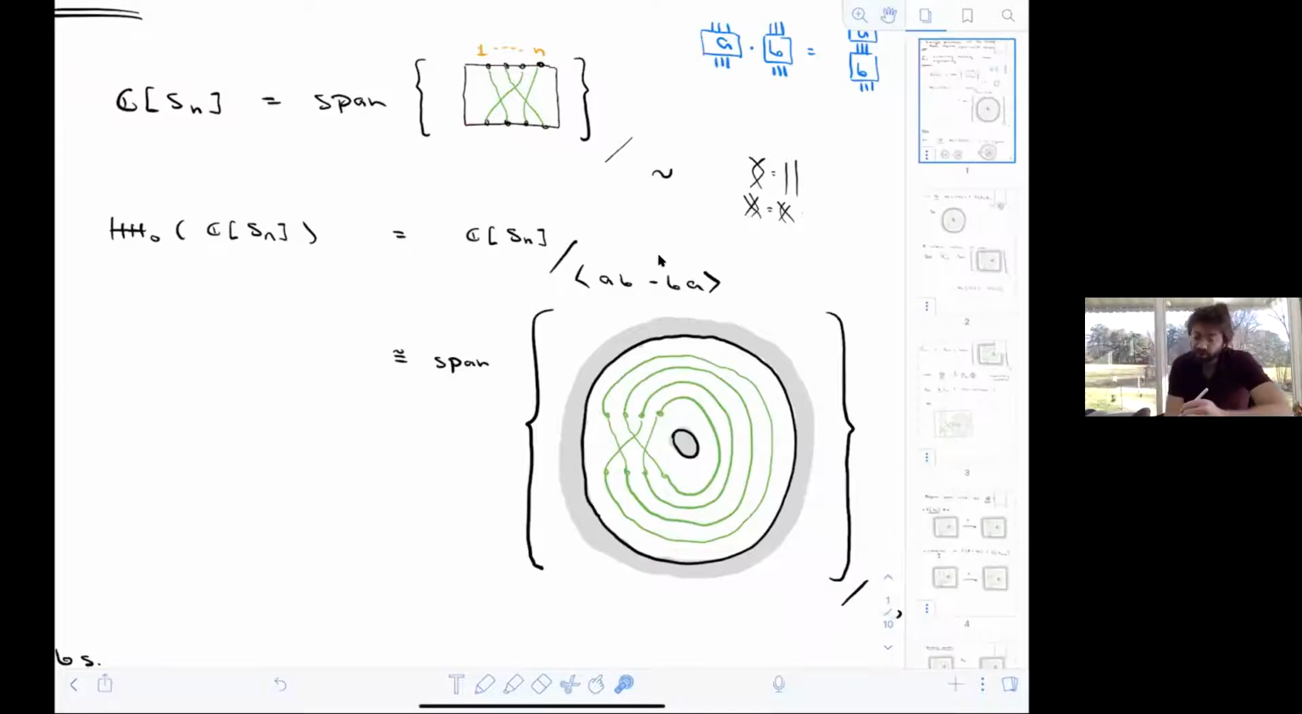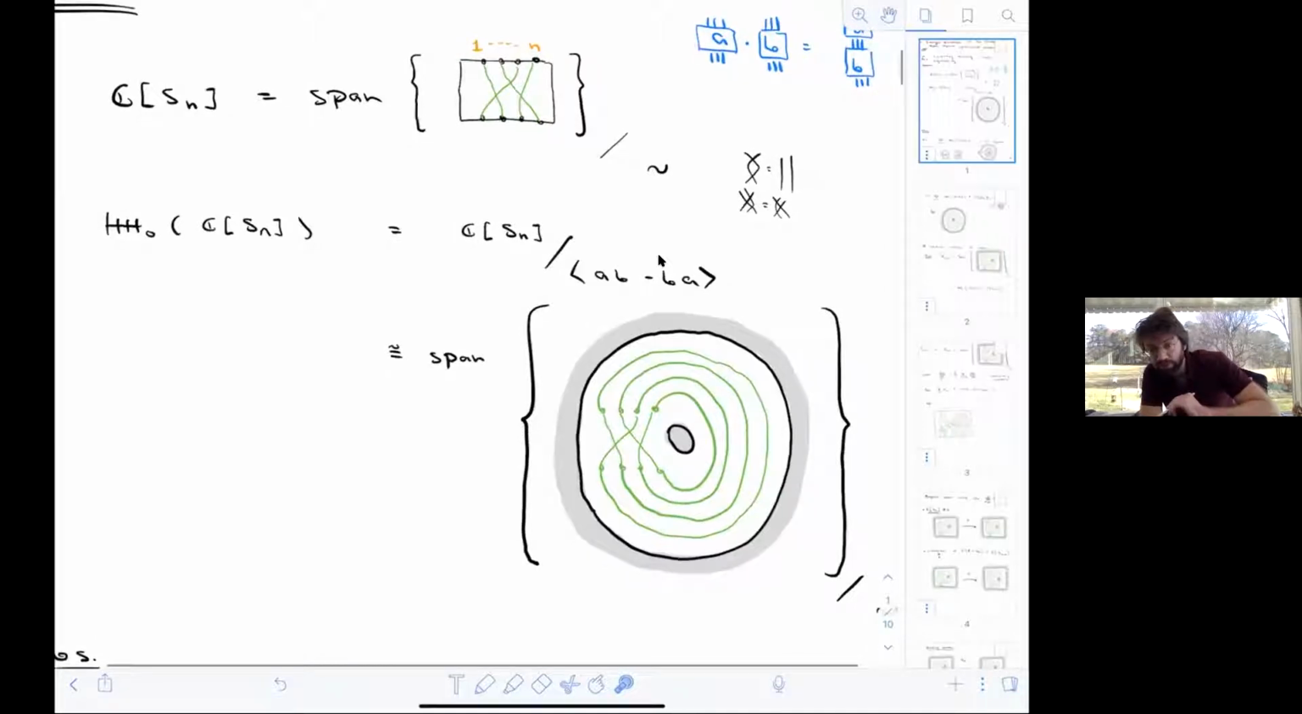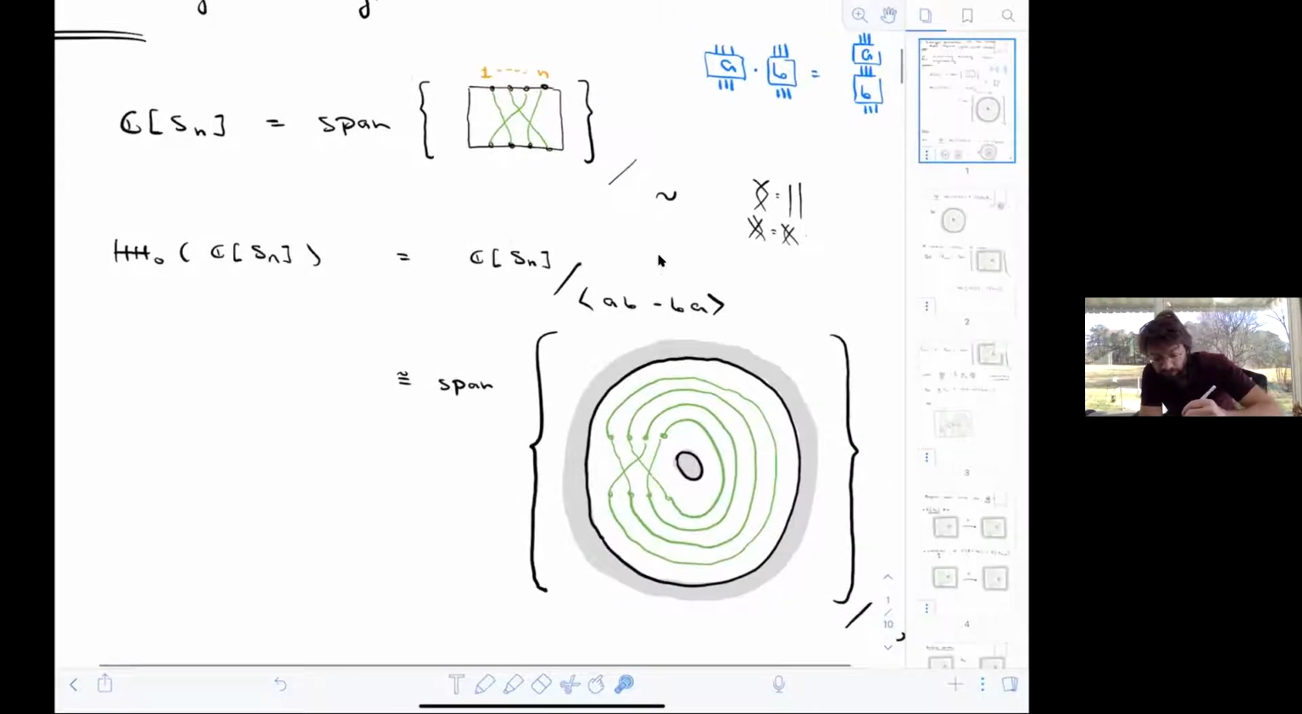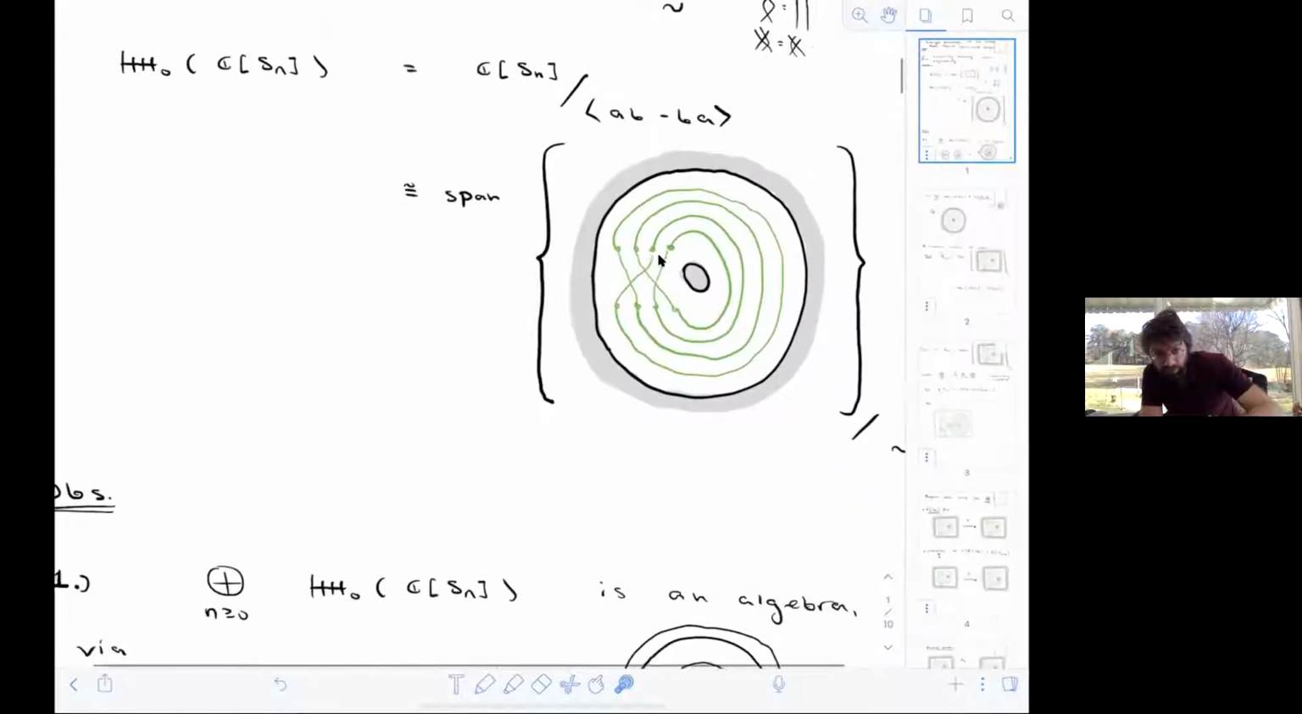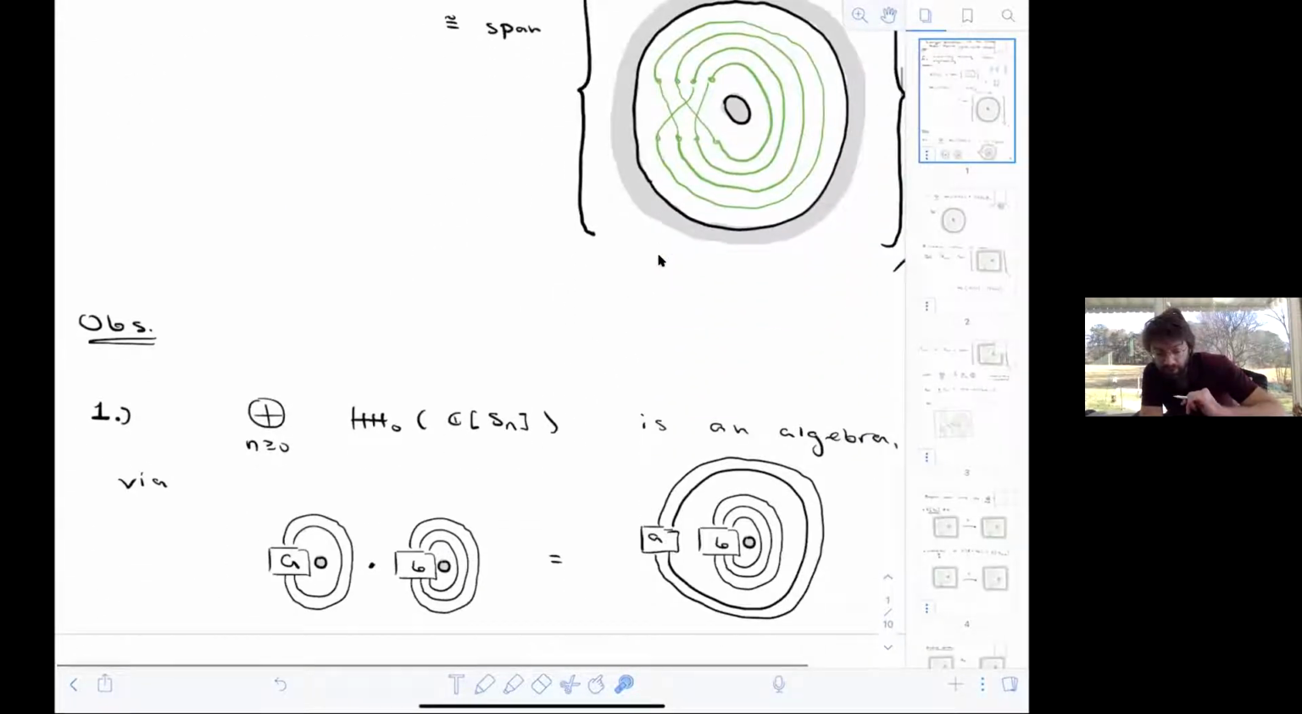Then Hochschild homology of the symmetric group algebra can be thought of as a span of string diagrams drawn in an annulus, mod, again, the same sort of relations, homotopies and such. A priori, this is just a vector space, or a family of vector spaces, one for each n. But the observation is that if you take the direct sum over all n, you actually get an algebra. From this point forward, I won't draw the entire annulus. I'll just draw the puncture of the annulus as a little circle in the middle of all of my diagrams.